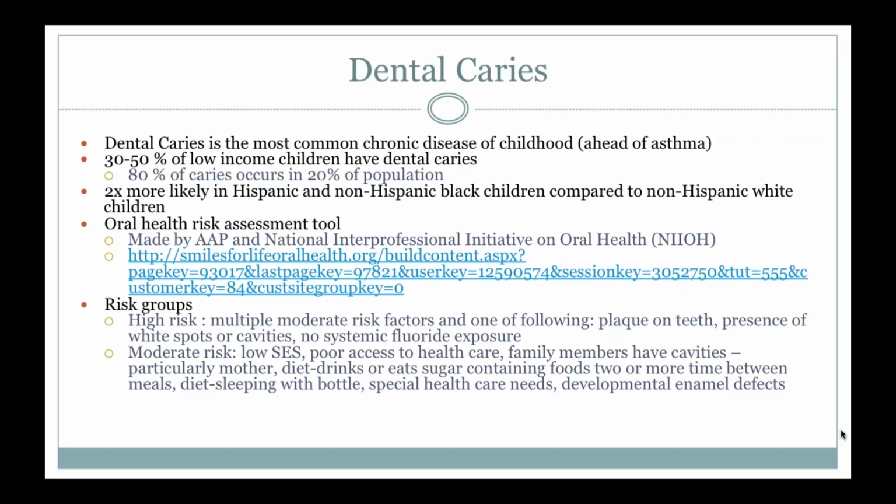And the oral health risk assessment tool, which I provided the link to, was developed by the American Academy of Pediatrics and the National Interprofessional Initiative on Oral Health. This is a tool that helps physicians and health providers identify patients who are at risk for dental caries. It puts patients into risk groups, high risk and moderate risk. I won't go into the specifics, but for high risk, the big factors are plaque on the teeth, the presence of white spots or cavities, and no systemic fluoride exposure, and multiple moderate risk factors. And the moderate risk factors are low social and economic status and poor access to health care, to name a few.